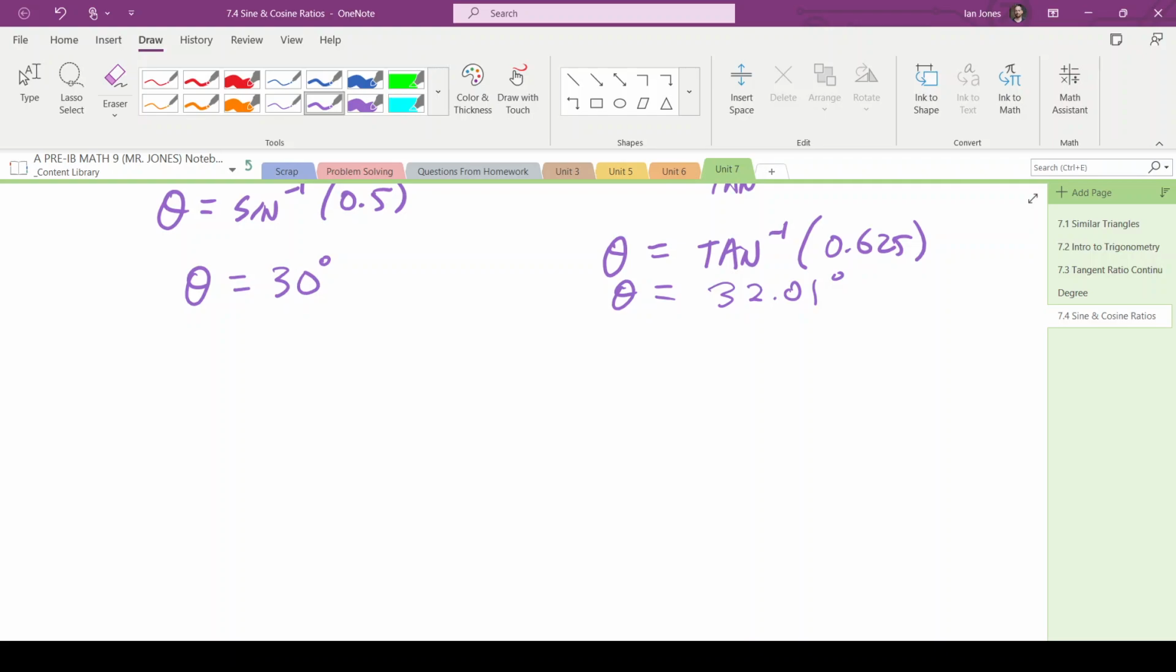Now, we have another ratio that we're given.